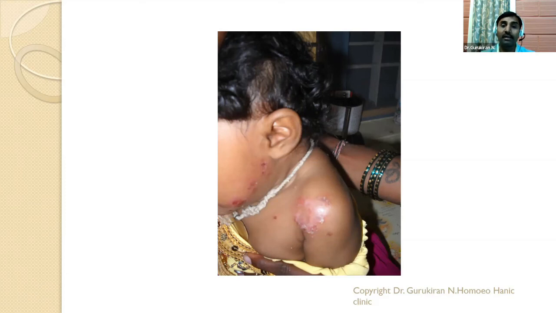What is this condition? This is impetigo contagiosa. This was the case of a 7-month-old child. The baby was very, very restless, a very hypersensitive child. The baby couldn't wear clothes on the shoulders. The mother always had to keep the baby bare-bodied at home.